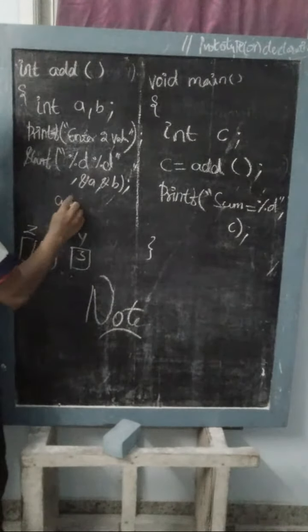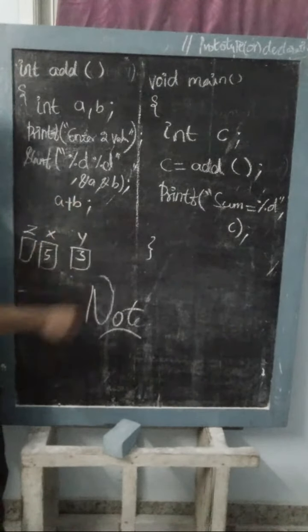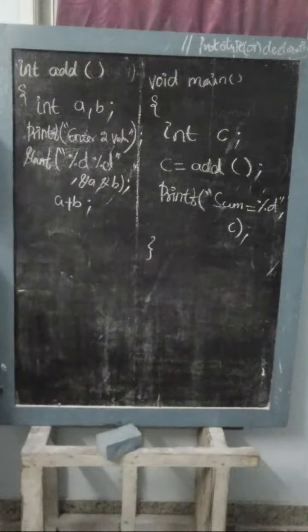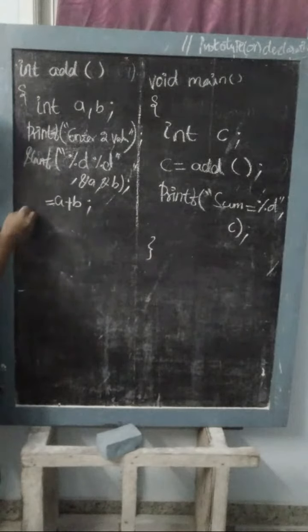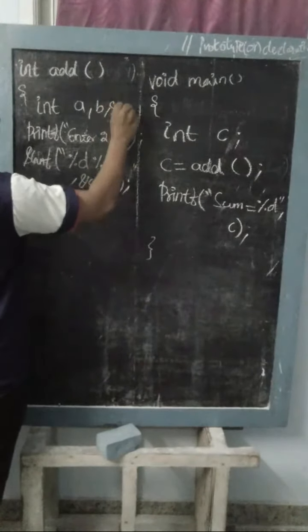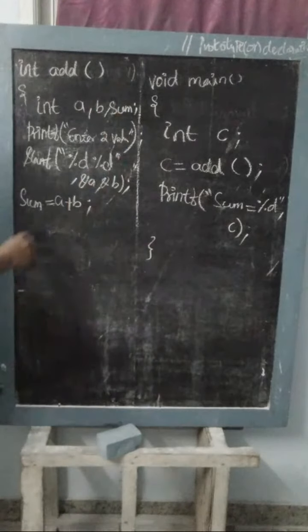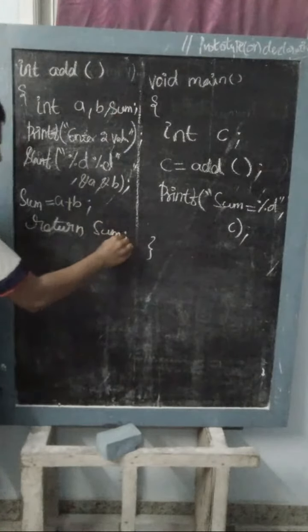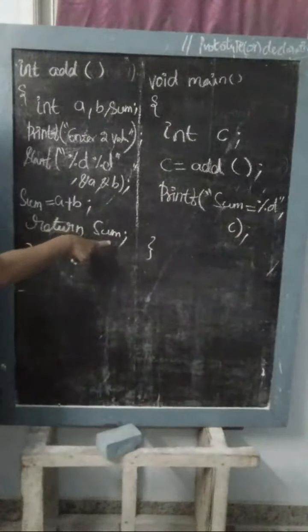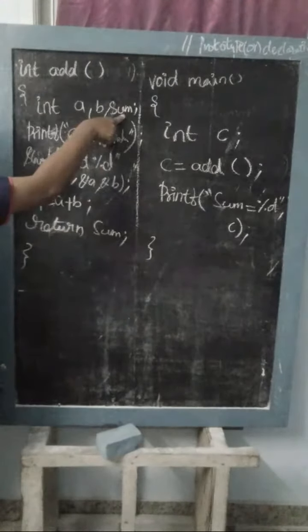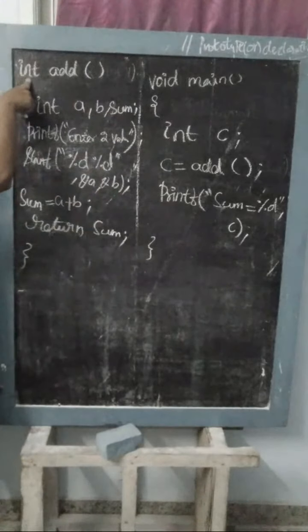Okay, we need to add two numbers, that is a plus b. We need a variable to store it, so that is called sum. I am creating sum here, and then finally return sum. We are returning the value called sum. Sum is the integer type, so the return type should be integer.